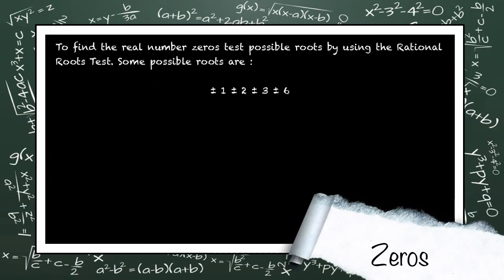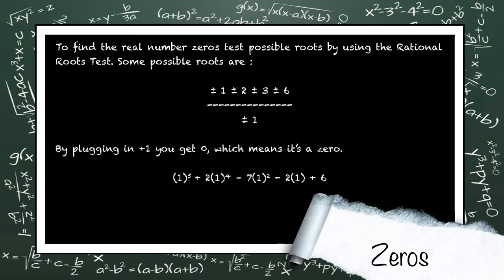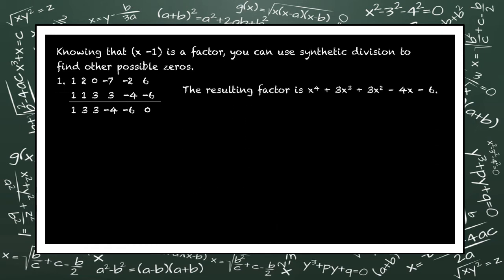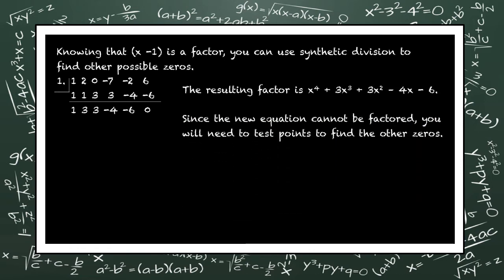To find the real number of zeros, test possible roots by using the rational roots test. Some possible roots are the ones shown below. By plugging in positive 1, you get 0, which means it's a root. This shows that x minus 1 is a factor. Knowing that x minus 1 is a factor, you can use synthetic division to find other possible zeros. The resulting factor is x to the 4th plus 3x to the third plus 3x squared minus 4x minus 6.